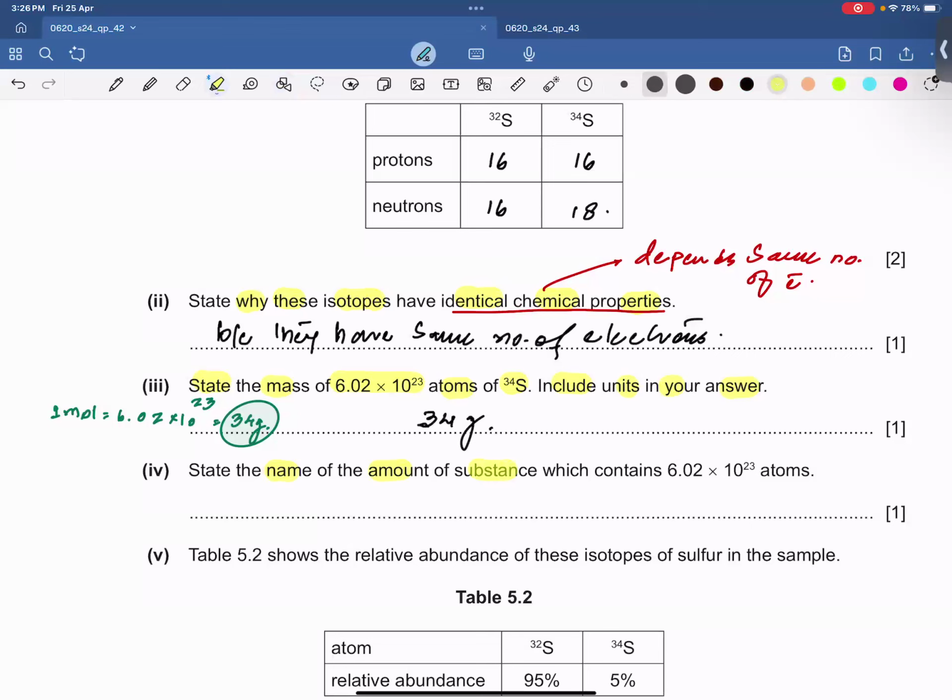State the name of the amount of substance which contains this many atoms. Obviously, moles. Write this.